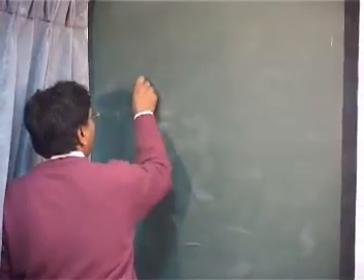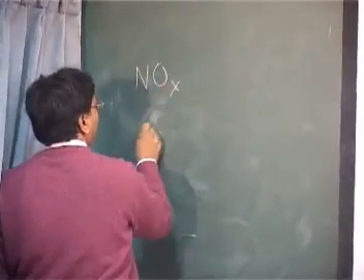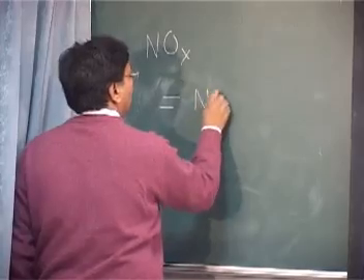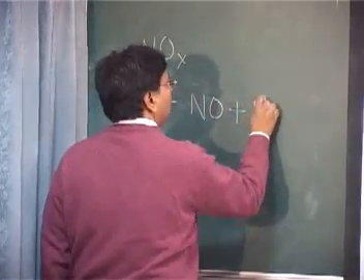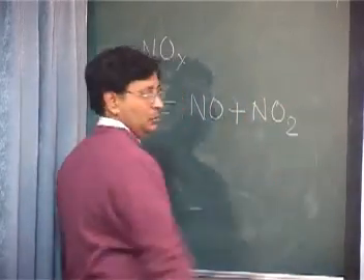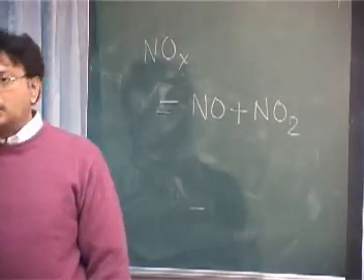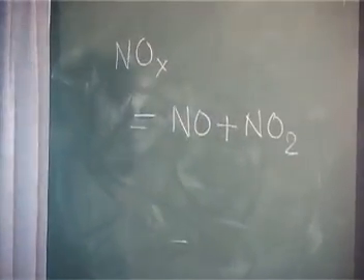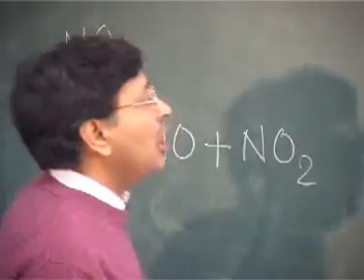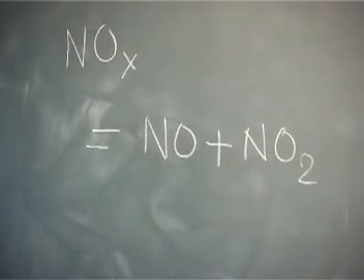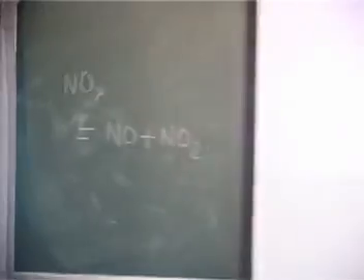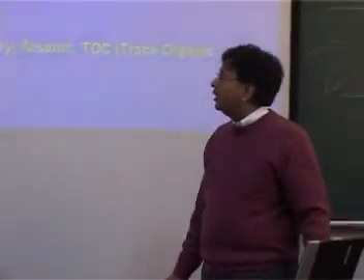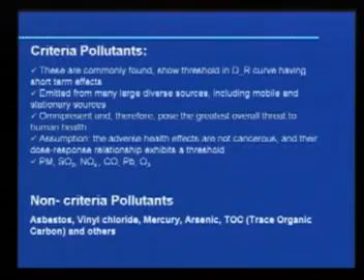It's simply a linear sum of NO plus NO2. Okay, so that's what we call NOx, and carbon monoxide, lead, and ozone. And non-criteria pollutants, there are many in this list, because the rest all will be non-criteria pollutants.